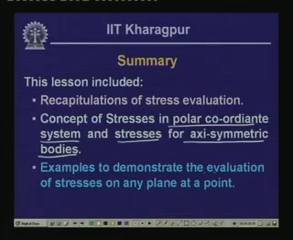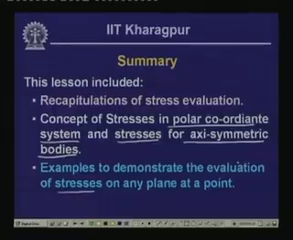Also, we have looked into some examples to demonstrate how we can evaluate stresses at any point on a stressed body, either using the transformation equation or by the use of the Mohr circle. Also, we have seen how to compute octahedral stresses on a particular stressed body, and keep in mind this octahedral stress is useful when you talk about the evaluation of stress in the inelastic stage, when it goes beyond the elastic stage.